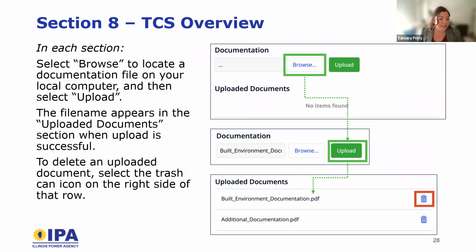So this is a little bit more detail on how you upload this documentation. Under each section of the scoring criteria, you'll have this documentation section. To upload a document, you'll select Browse, and that will bring you a pop-up screen to select the location of the documentation on your computer, and then you can select Upload. Once you do that, you'll see the document uploaded in the section of uploaded documents. And then if you wish to delete a file, you can select the trash icon on the right-hand side of that appropriate row. Next slide.